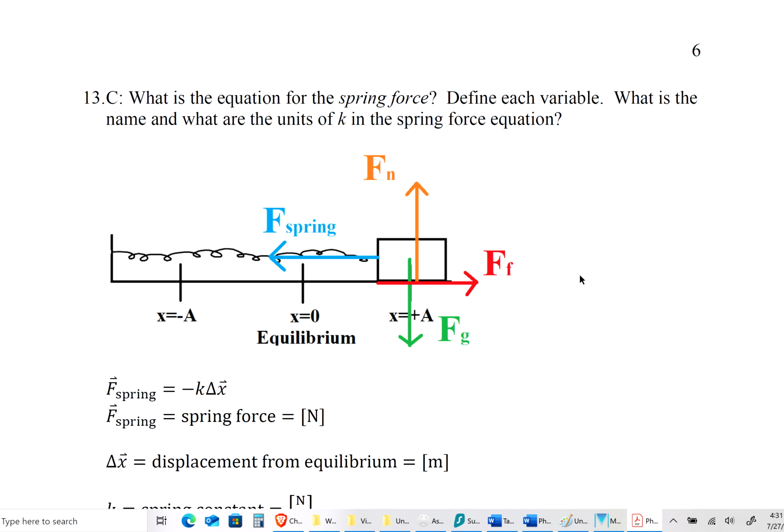Question number 13. What is the equation for the spring force? What is the name and what are the units of k in the spring force equation? So imagine you have a spring with a mass attached to the spring. It's at the equilibrium position, x equals 0. That means it's not moving. You pull the mass to the left. When you let it go, the force of the spring is to the left, the force of friction is to the right, the normal force is up, the force of gravity is down.